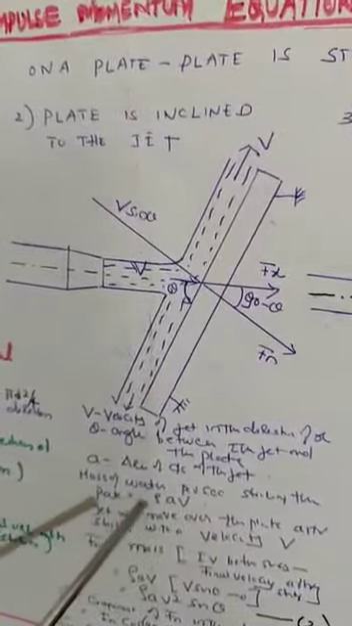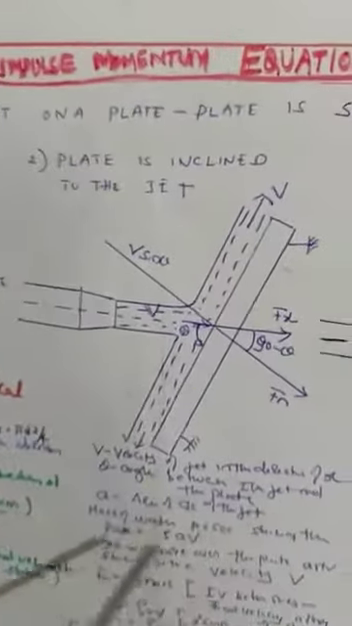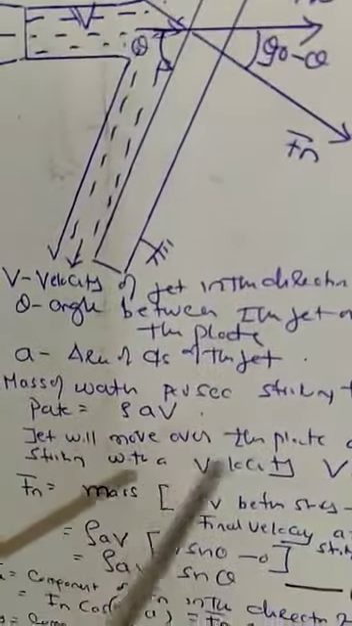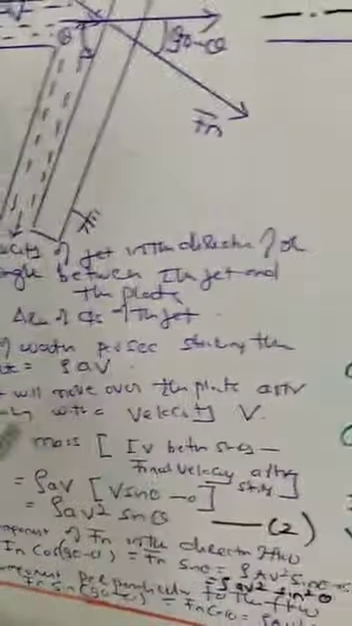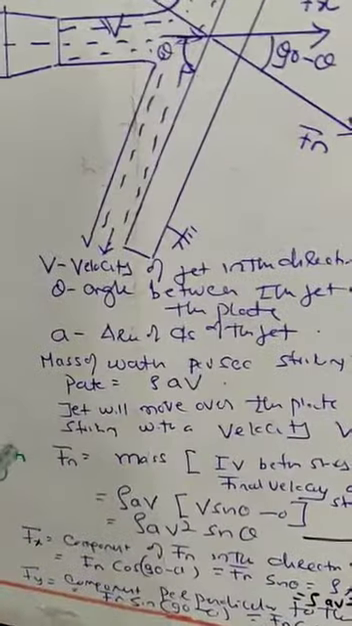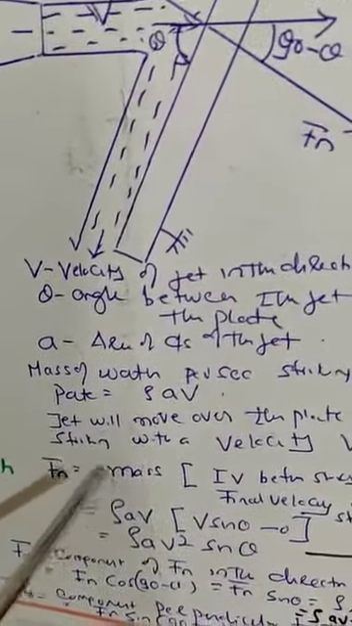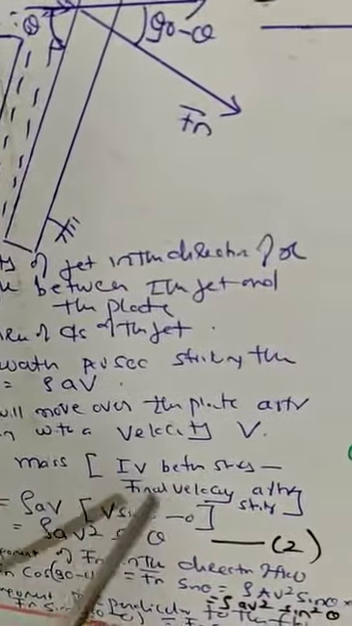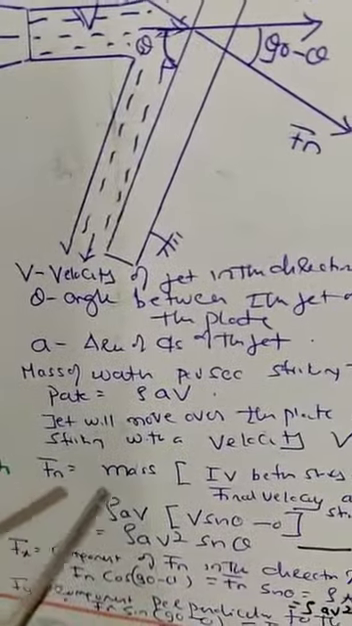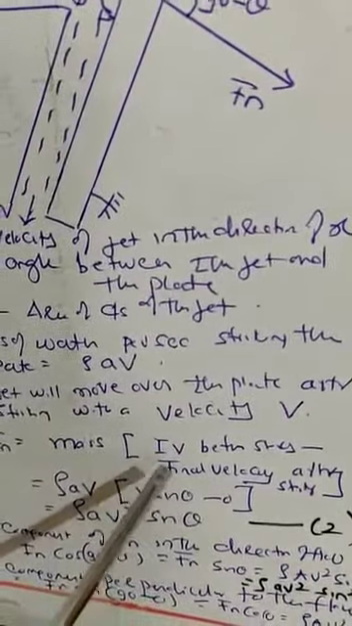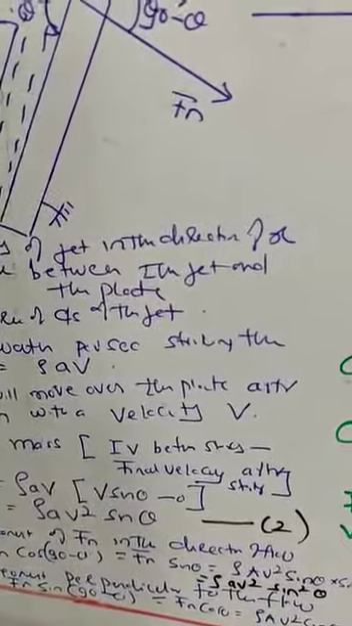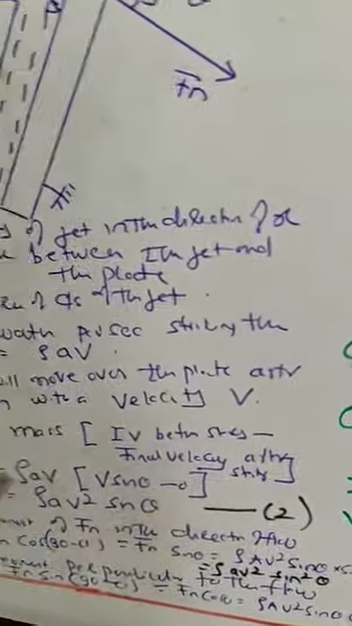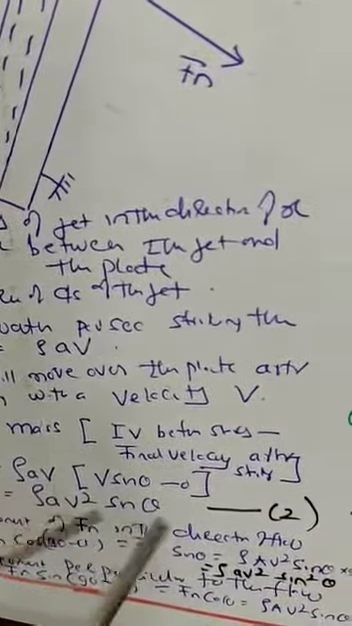Here also the mass of water moving along the plate is rho into AV as usual. The jet will move over the plate and strike with a velocity v, and Fn is equal to, according to Newton's law of motion and the impulse momentum equation, mass into initial velocity before striking minus final velocity after striking. So rho AV, and the initial velocity is v sin theta perpendicular to the direction of flow, minus the velocity after hitting, which will be 0, and so it is rho AV square into sin theta.